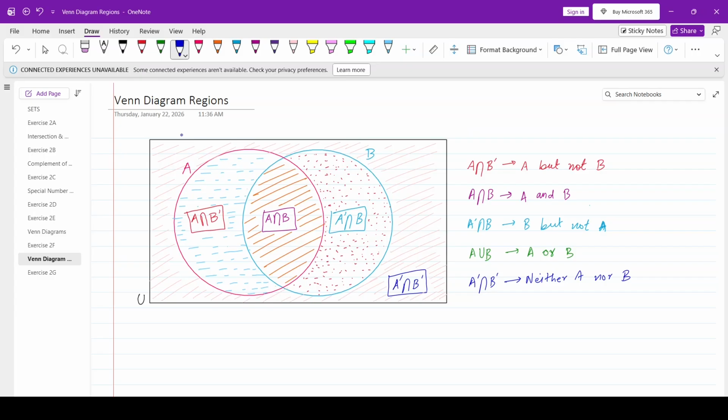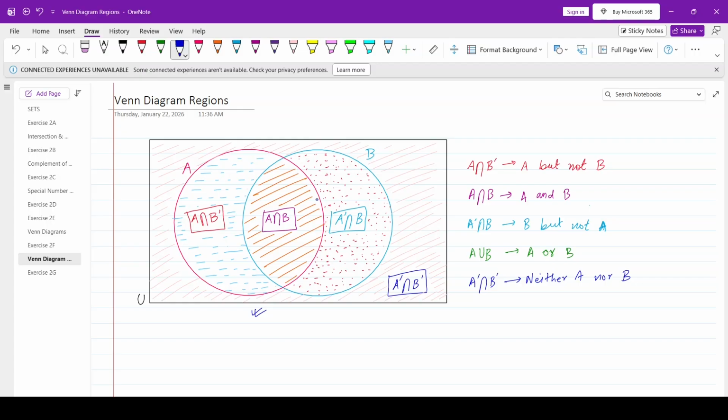Today we'll be learning about Venn diagram regions. So when we have a Venn diagram of set A and set B, it looks like this diagram. It has four regions. Region 1 is this, where we have only A, nothing else. This is the second region, which has A and B both.